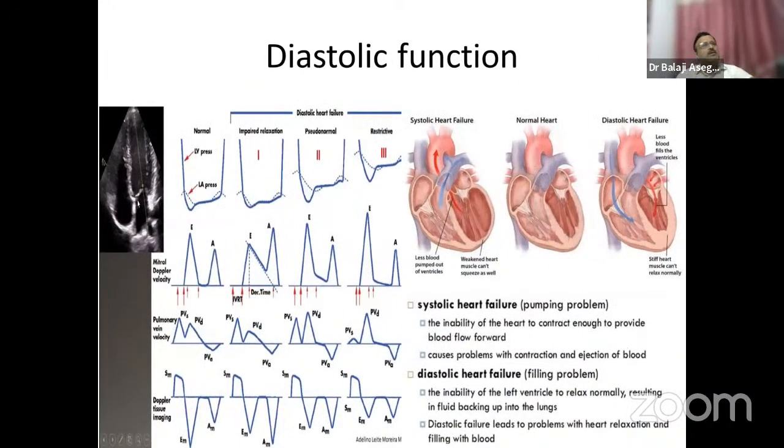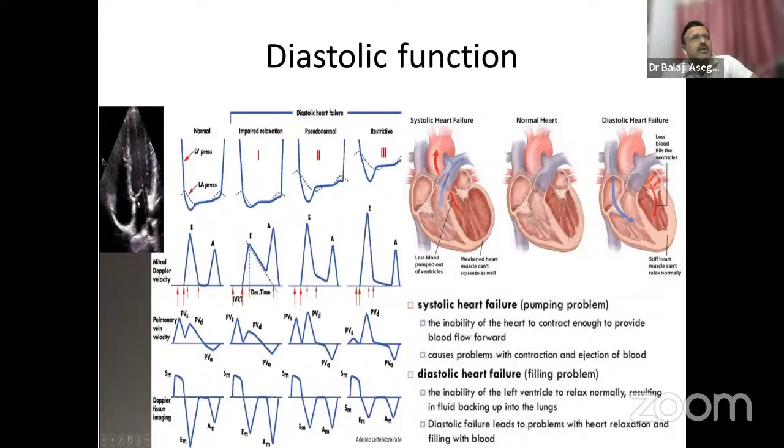Another most important aspect we must know as an anesthesiologist or perioperative physician is diastolic dysfunction. Previously, it was thought that whenever a patient is in failure, we used to call it systolic heart failure. But now it has been proven beyond doubt that many times a patient can have heart failure with normal preserved systolic function, what we call diastolic heart failure.